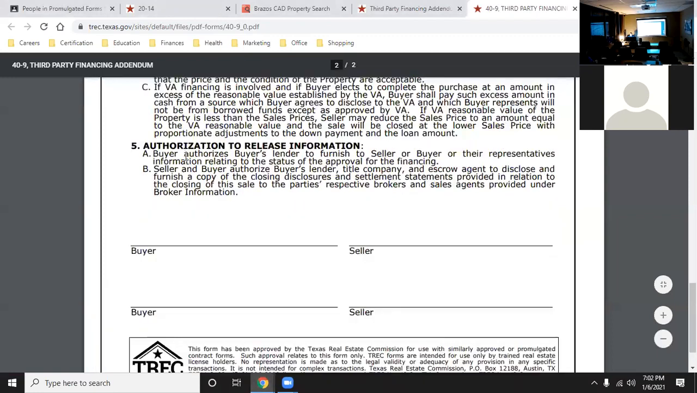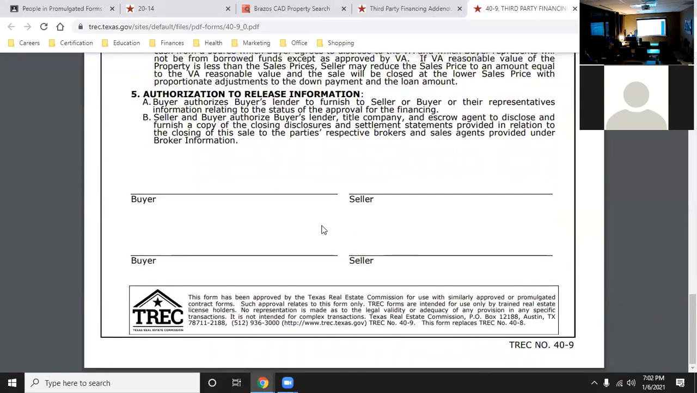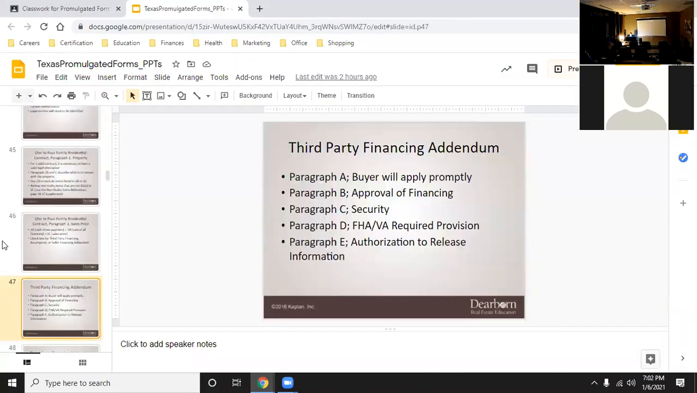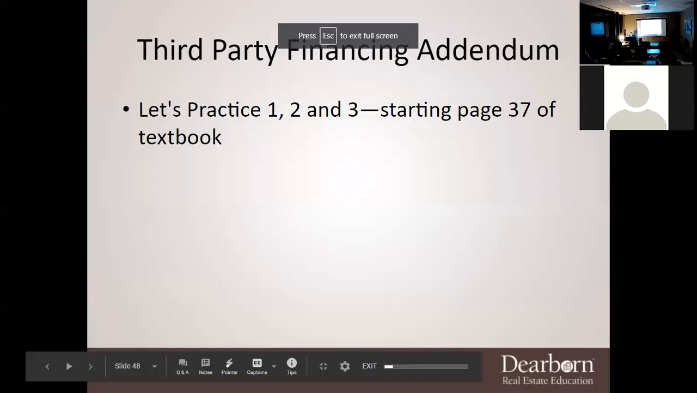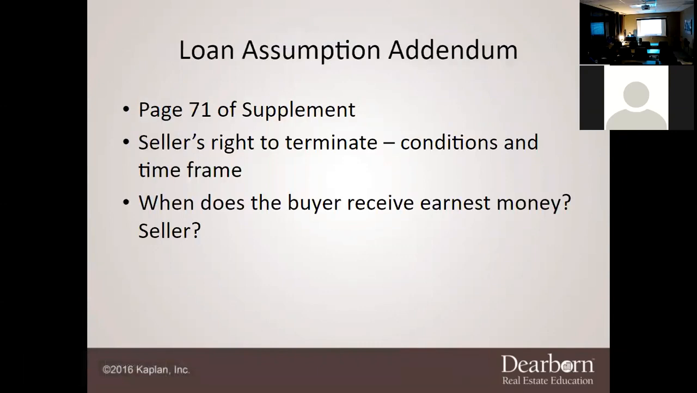Now, of course, you have 5 which authorizes the release of information, and both parties need to sign, both sellers and the buyers. Okay. Now, let me go back over here. Again, we just looked at the paragraph. You do not have to worry about this in the textbook. I'm showing you a simple way. We're not worried about that.